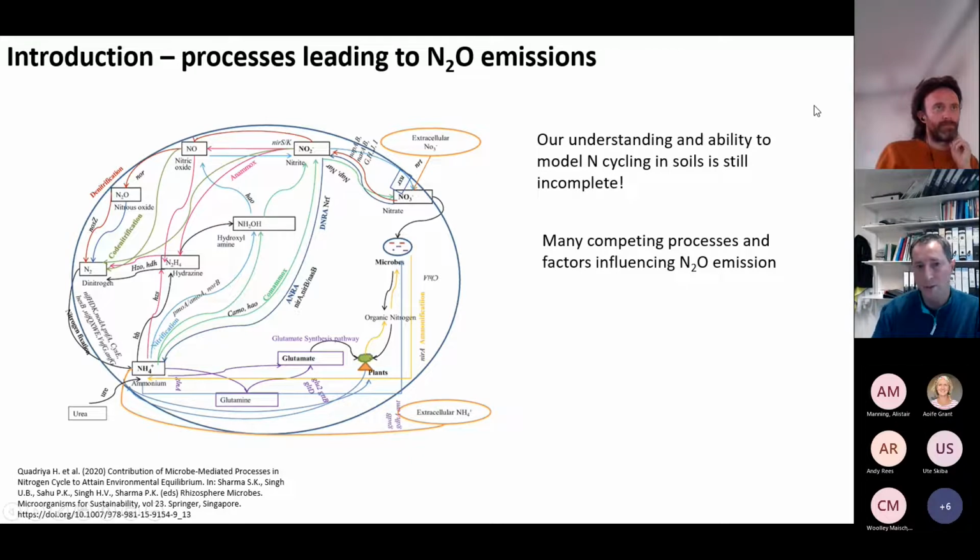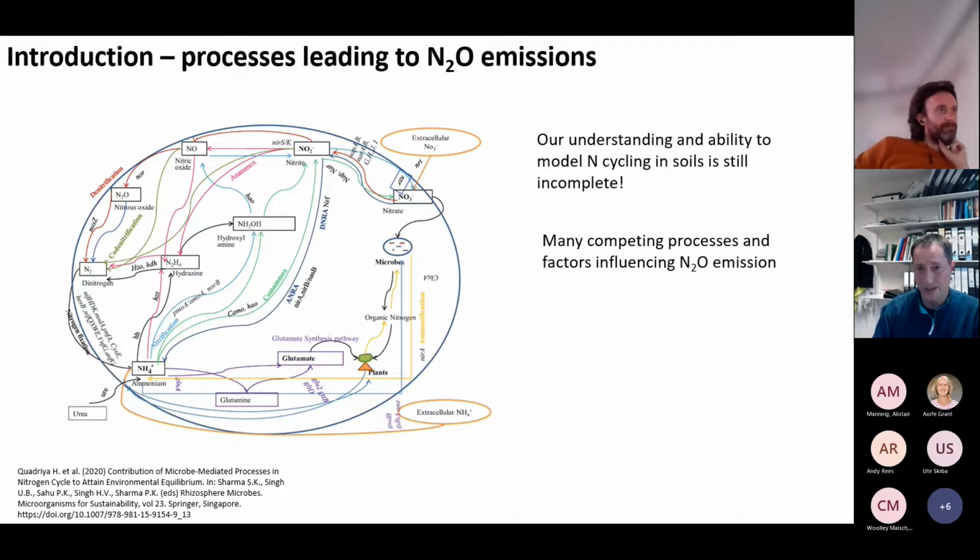So emission processes. Now, the nitrogen cycle in soil seems to have got a lot more complicated since I was at university, which admittedly was a long time ago. But there's now endless arrows between different forms of nitrogen in the soil, lots and lots of different processes, bacterial, fungal, and so on. So this is just one example that I pinched off the internet. You can see the citation there.